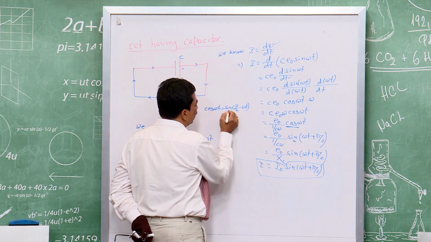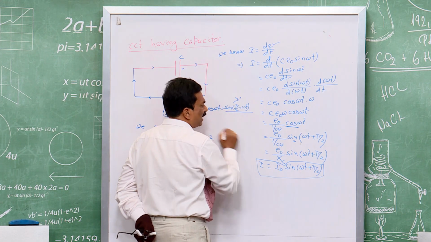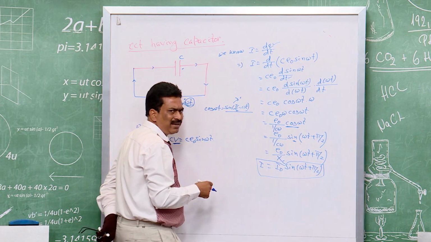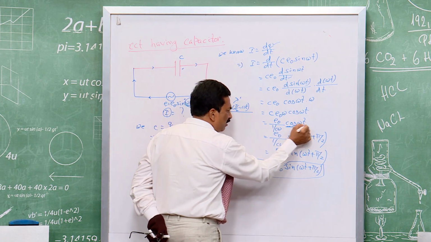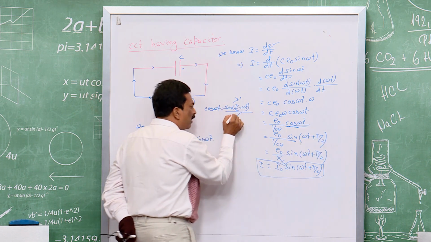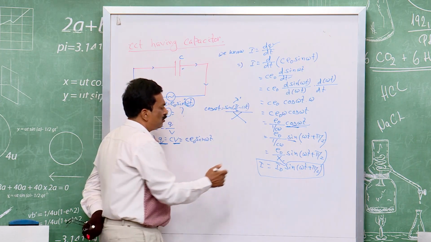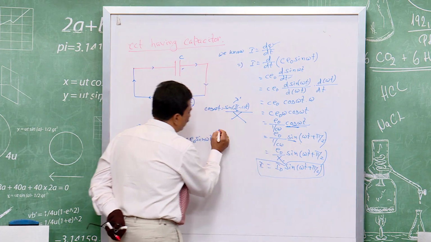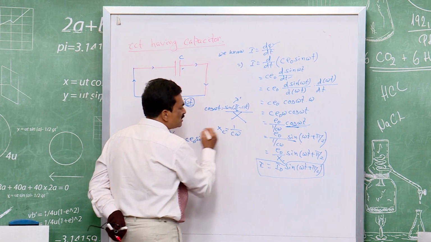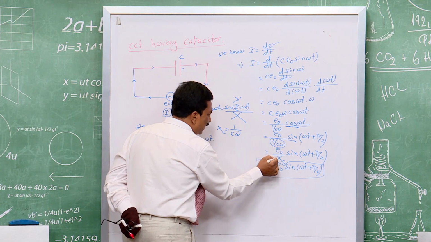Therefore, instead of taking sin(90 minus omega t), which is cos omega t, we take sin(90 plus omega t), which is also sin omega t. So for cos omega t, we take sin(omega t plus pi by 2), but we never take sin(90 minus omega t). Now what is Xc? Xc is equal to 1 by C omega. So this 1 by C omega we have taken as Xc.